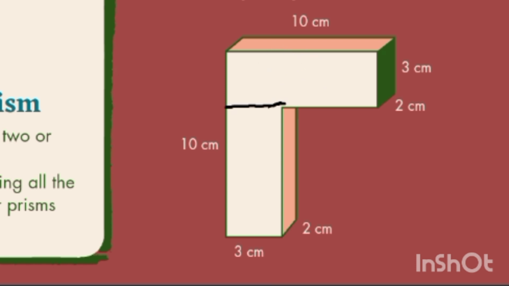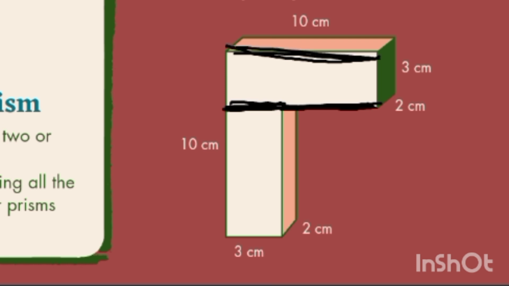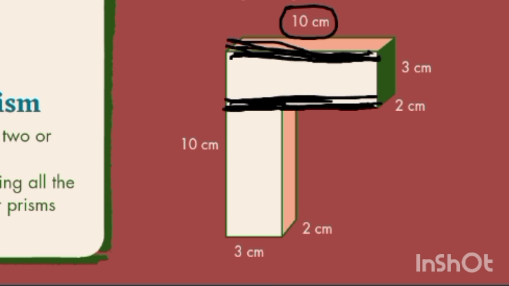So over here, what is the formula for finding the volume? It is length into breadth into height. So over here our length is, let's just see what is our length. Do you know that in a rectangle opposite sides are similar? Here they are saying that this is 10 centimeter, so this will also be 10 centimeter. So the length of this figure is 10 centimeter.